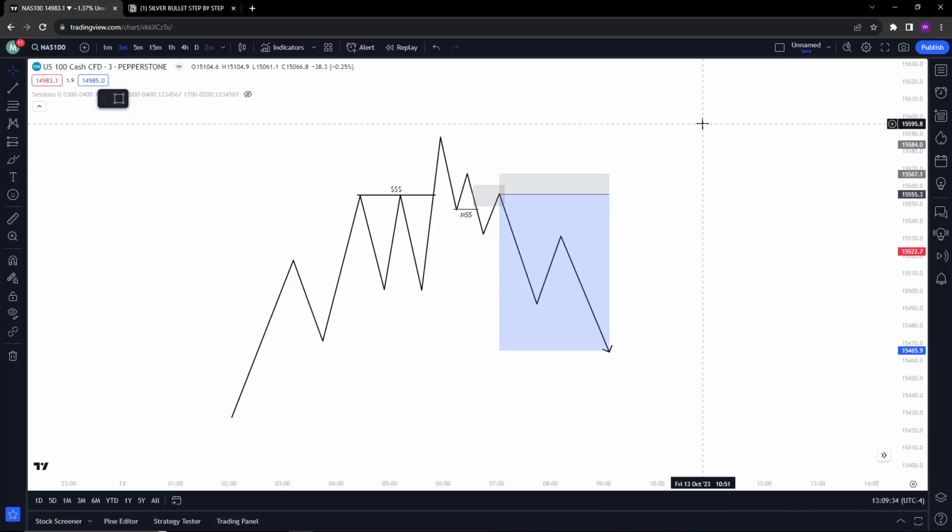Hello everyone, in today's video, I'll be fully breaking down the ICT Silver Bullet step by step. This is an amazing strategy if you're trying to get funded with a prop firm because this happens nearly every single day and the win rate with this is very, very high alongside the risk to reward. I'll be giving you guys a full step-by-step trading plan and even walk you hand by hand, step by step on a trade that I took on NAS 100 and explain how exactly I took that trade.